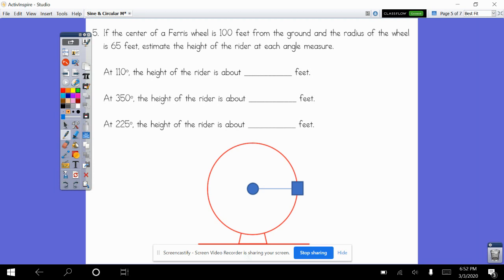So if the center is 100 feet from the ground, so this is 100 feet, and the radius is 65 feet. Estimate the height at each angle measure. All right, well, I'm going to start by labeling all my angles. This is 0, 90, 180, 270, 360. So at 110 degrees, let me find that. 110 is past 90, but before 180.